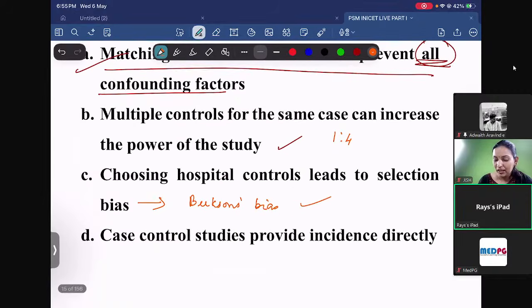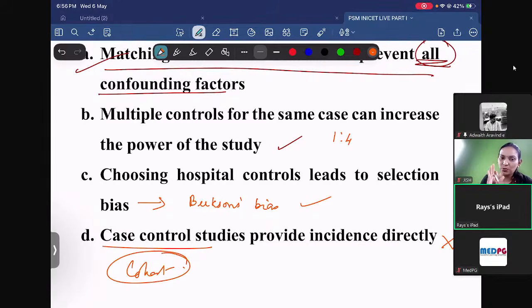Last statement, case control studies provide incidence directly. Do you think it is correct? That is a completely wrong statement. Which study gives you incidence? It is cohort studies. Incidence can be found out only if you have a follow-up. You start with exposed, unexposed, and you follow them up. And when persons develop disease, you're able to pick them up. Then only you can calculate the new cases or incidence.